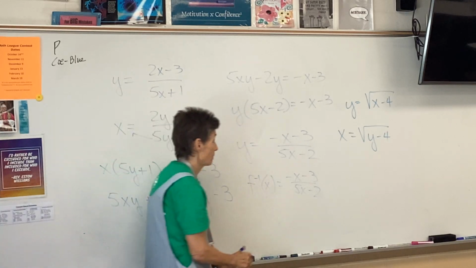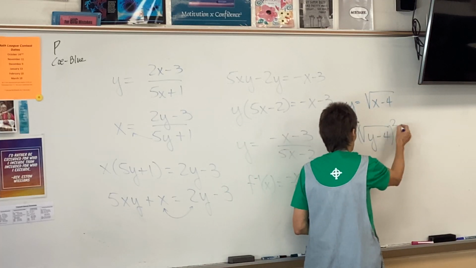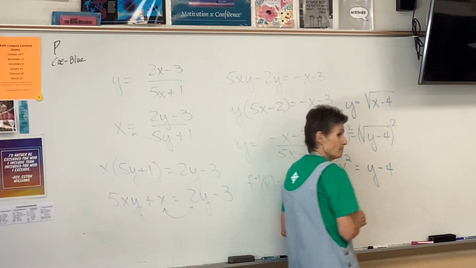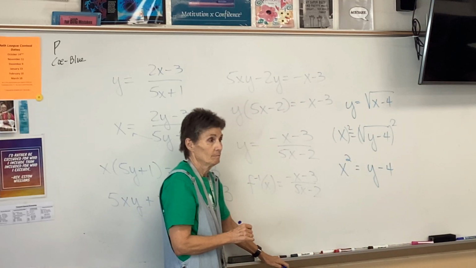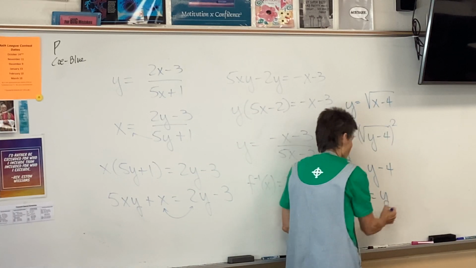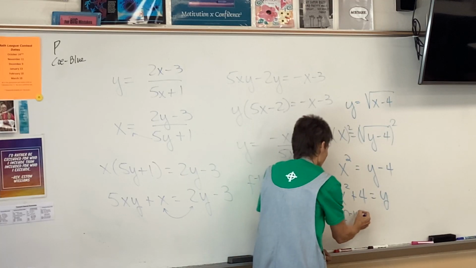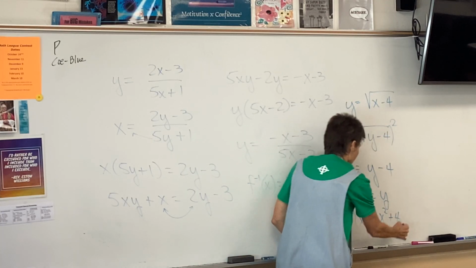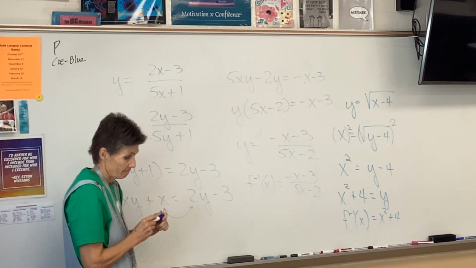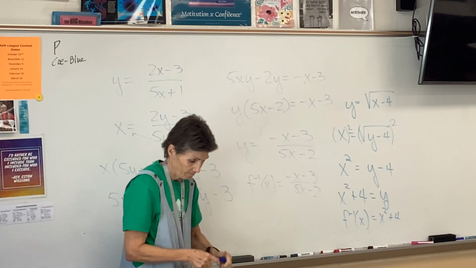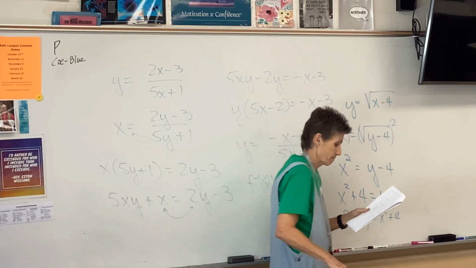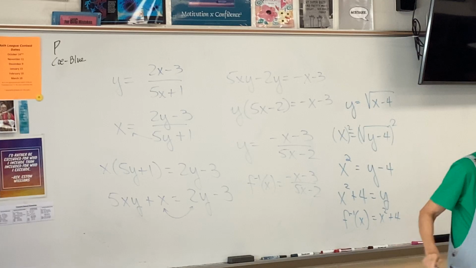Square both sides? So x squared equals y minus 4. So x squared plus 4 equals what? So your inverse is x squared plus 4.